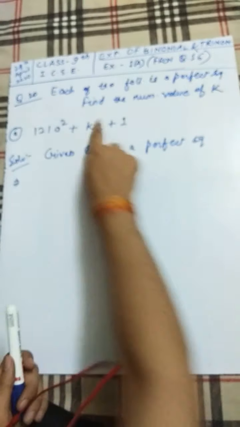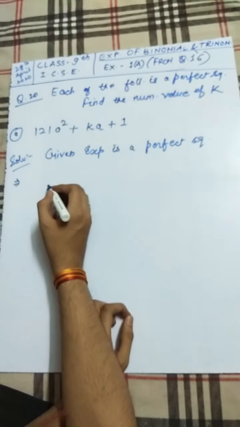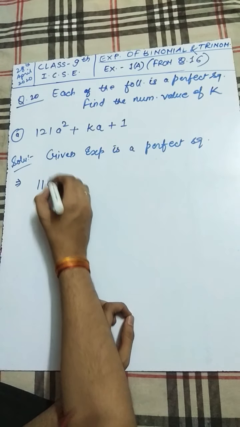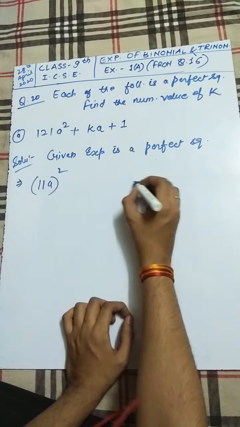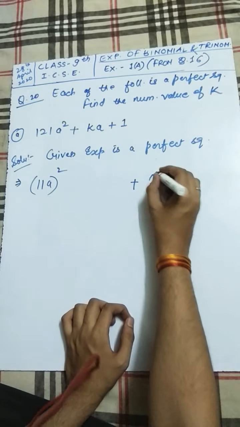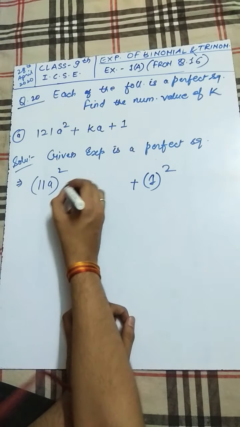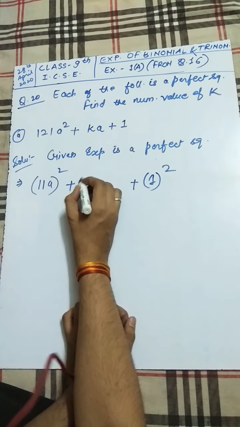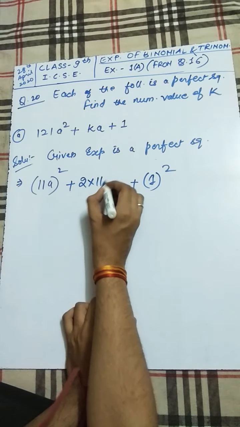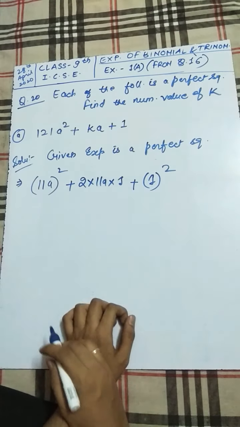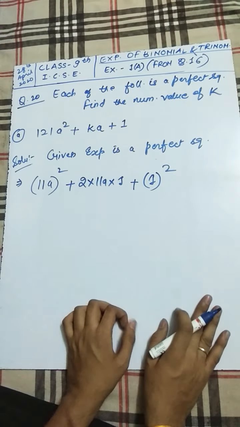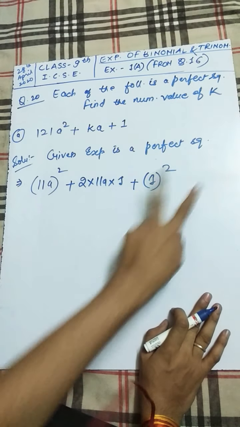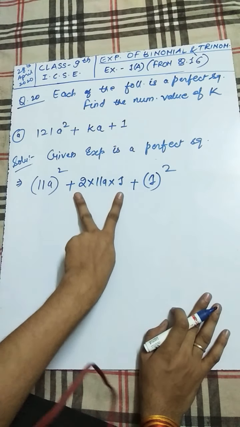Given expression is a perfect square. So this 11, this is 121, which is a square of 11. So this is (11a) the whole square plus this is 1 the whole square plus, if I write according to this identity, that will be 2ab, 2 into a into b. Okay, given this expression is a perfect square, this I have written 11a square, this one can be written 1 square, and according to these two we can write this.